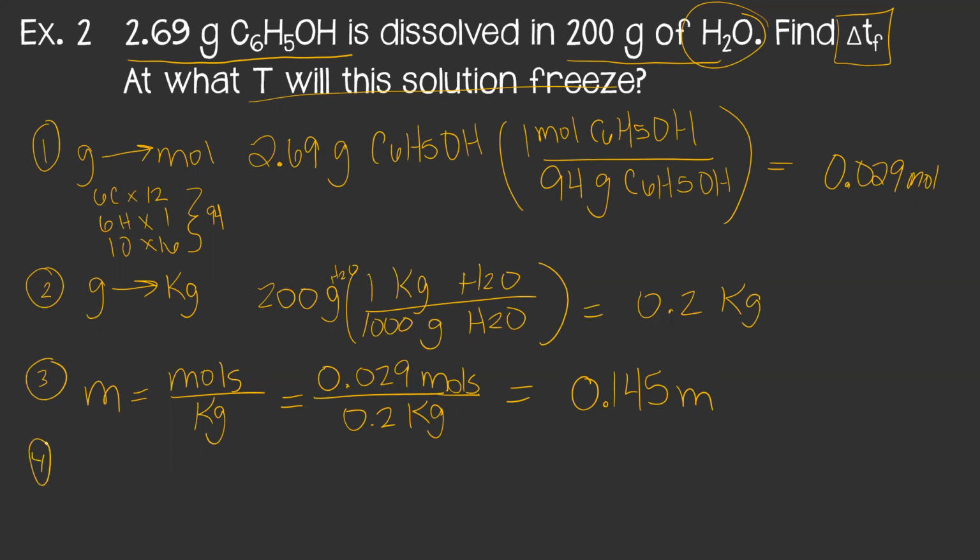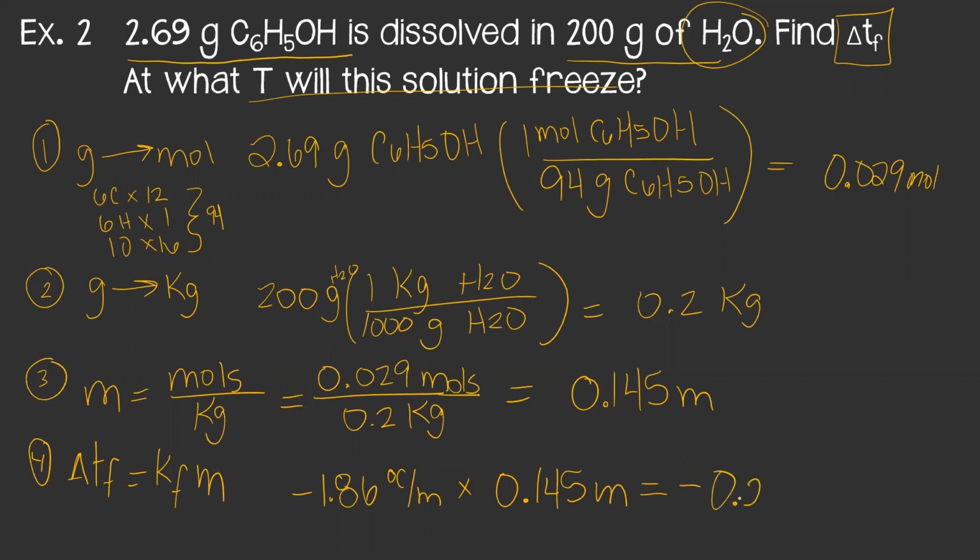Now, after all of those steps, I can finally use this equation. So KF is still negative 1.86 because I'm still using water. That comes from my chart. And I'm multiplying it by my molality. Lowercase m's will cancel out, and I'll be left with the degrees in Celsius. So doing this math, I get negative 0.26. You should always have a negative answer for freezing point depression, delta TF. Because this number, the KF is always going to be negative. Okay, so that's my delta TF, that's taken care of.